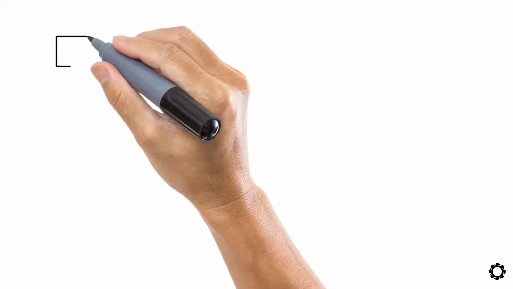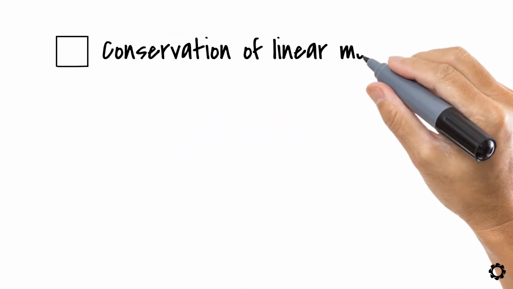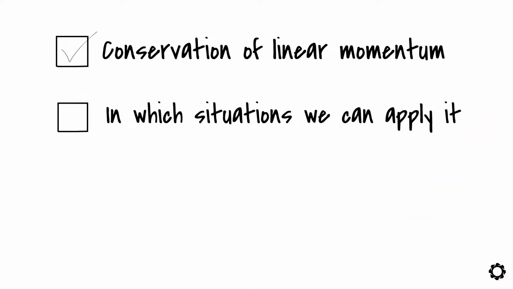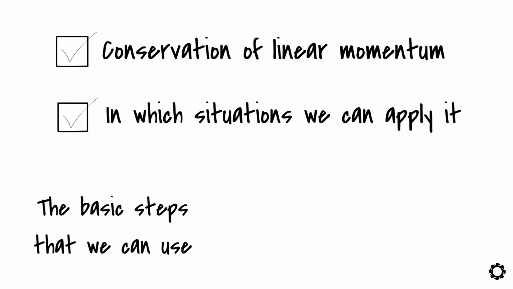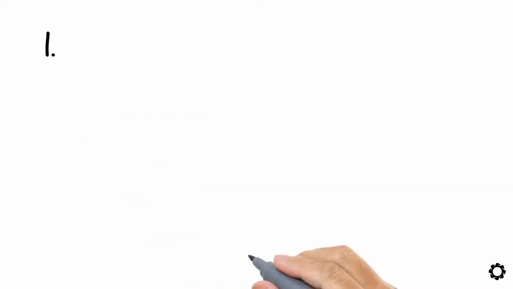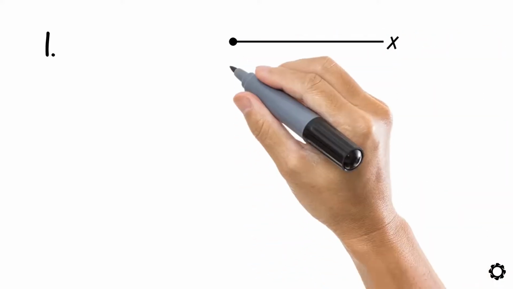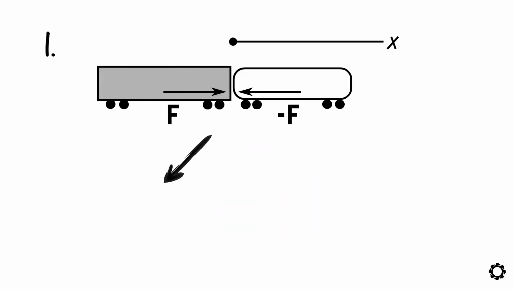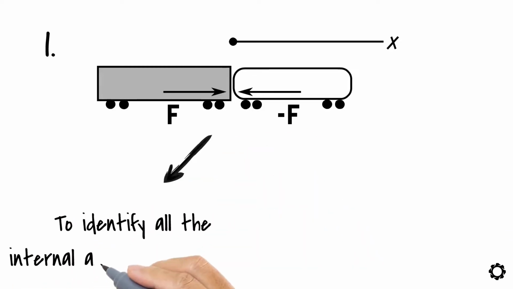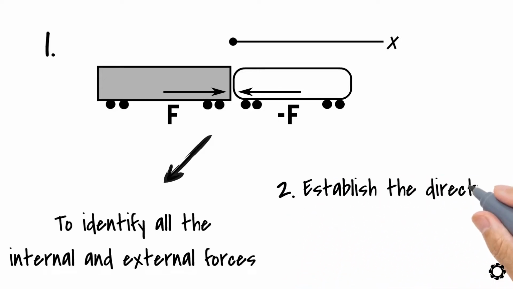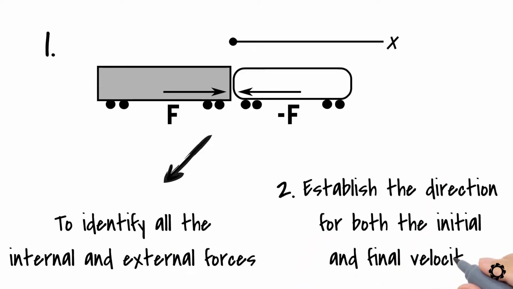Now that we are familiar with the concept of conservation of linear momentum, and we also know in which situations we can apply it, let's go through the basic steps that we can use to solve different related problems. The first step is to establish a suitable inertial frame of reference and draw the free body diagram of every particle in the system so that it's possible for us to identify all the internal and external forces. After this, we establish the direction for both the initial and final velocity of every particle based on our assumptions.